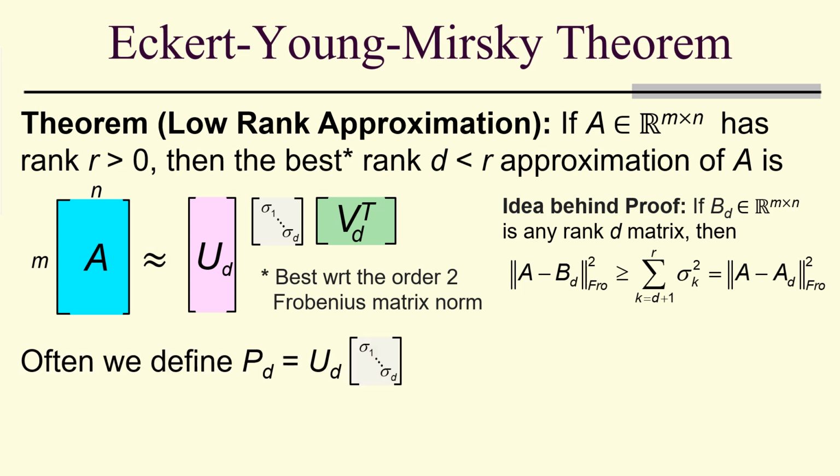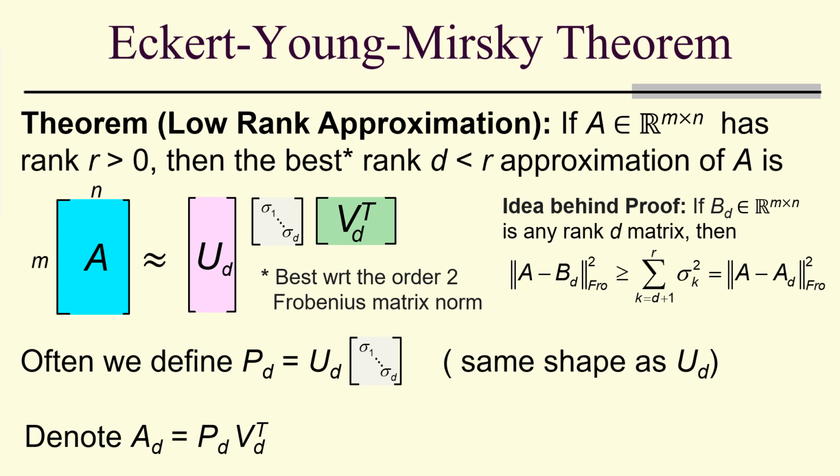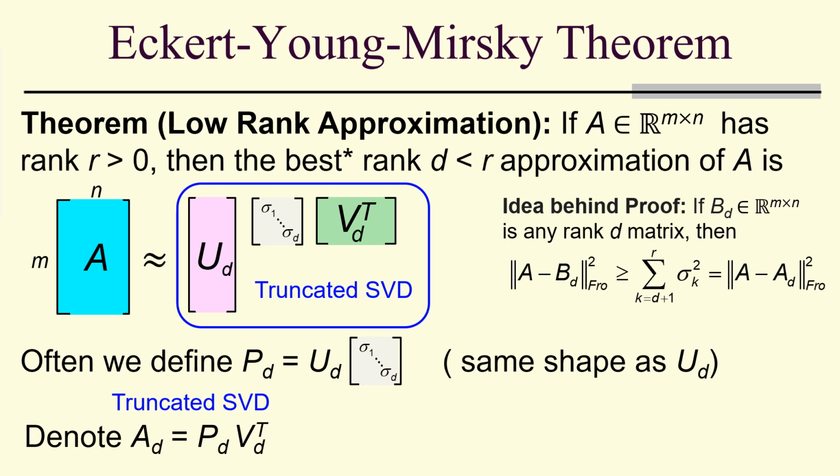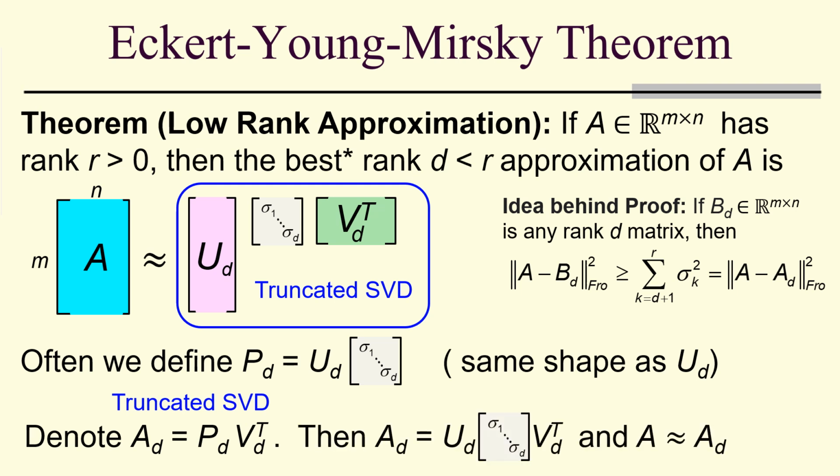We often define P sub D equal to U sub D times the singular values that we keep, the same shape as U sub D. We define A sub D as P sub D V sub D transpose. And this is what's known as the truncated singular value decomposition. And then we get that A sub D is of this form and is an approximation of A.